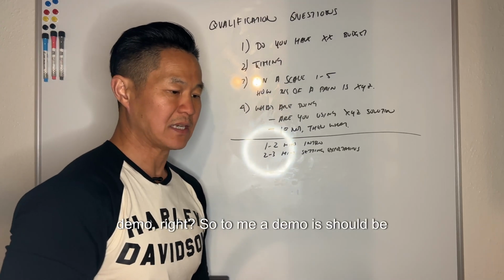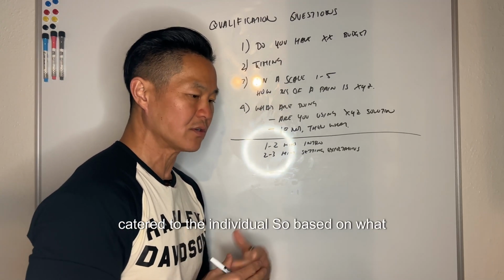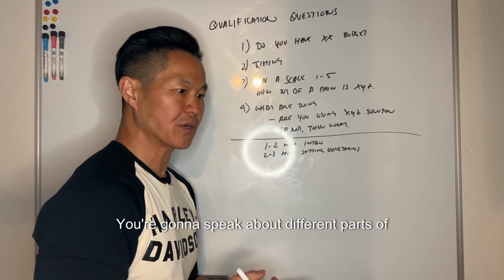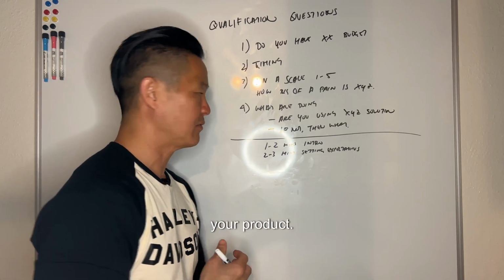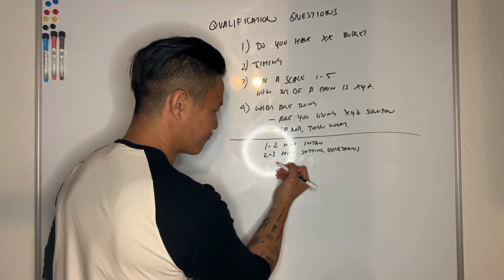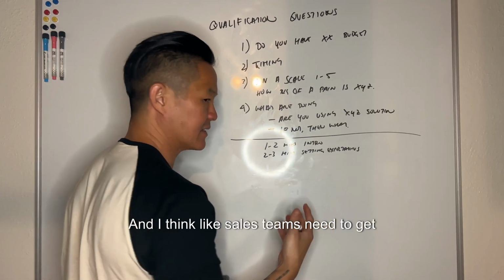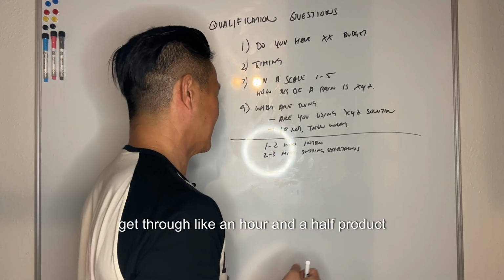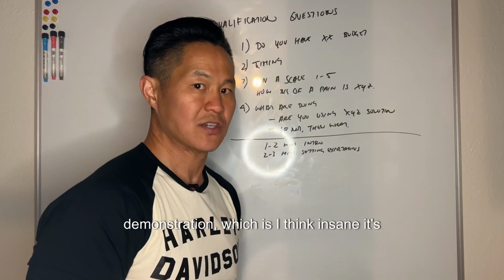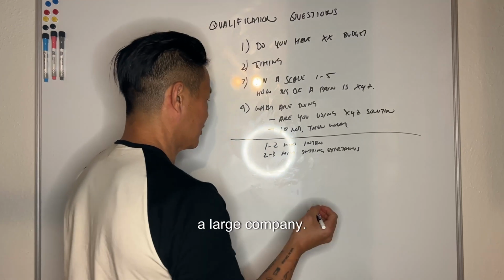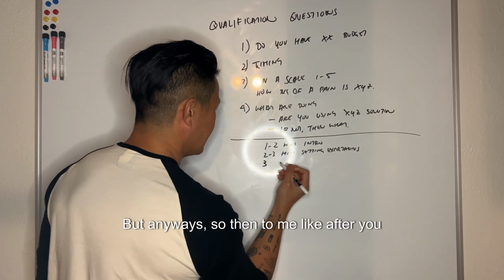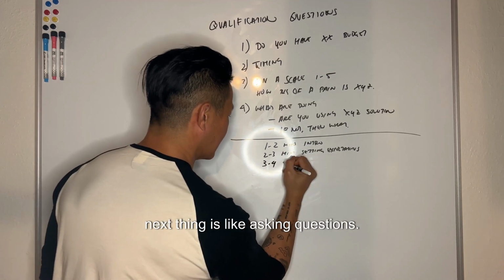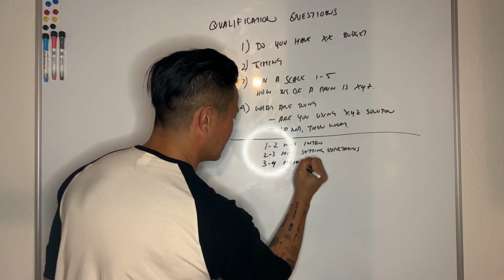So to me, a demo should be catered to the individual. So based on what you know about them, you're going to speak about different parts of your product. And I think sales teams need to get really good at this, because I just talked to somebody and they're trying to get through like an hour and a half product demonstration, which is, I think, insane. And it's a large company. But anyways, so then to me, after you get through setting expectations, the next thing is asking questions.